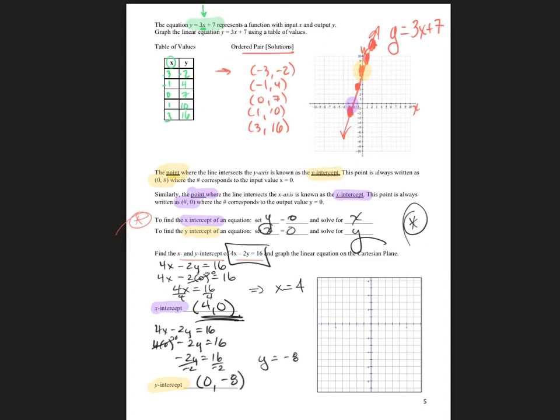Now, with these 2 points, I can plot those points. So for my x-intercept, it is at 4, 0. That's the point 4, 0. My y-intercept is 0, -8. So I have plotted 2 points, and all I have to do is connect these 2 points to the best of my ability. There we go. And I get the line 4x minus 2y equals 16. I've graphed it by just plotting the intercepts.